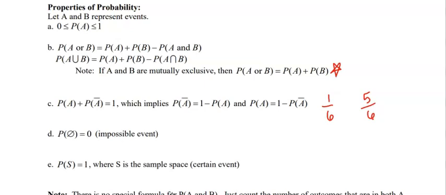If an event cannot happen, if the probability of it happening is 0, then that is called impossible. If something is going to happen for sure, the probability of it happening is 1, and we call that a certain event.